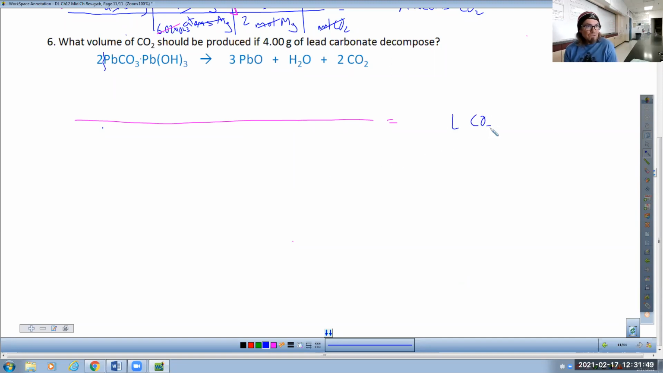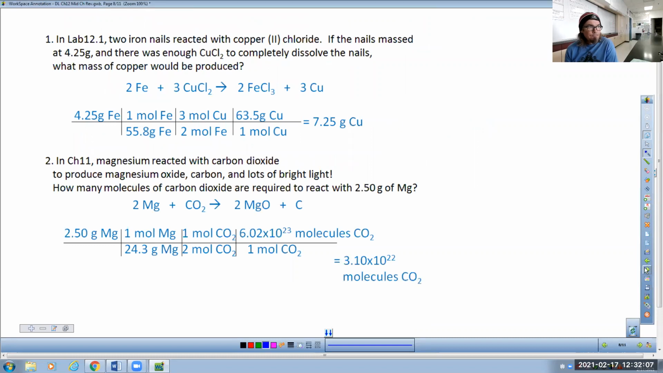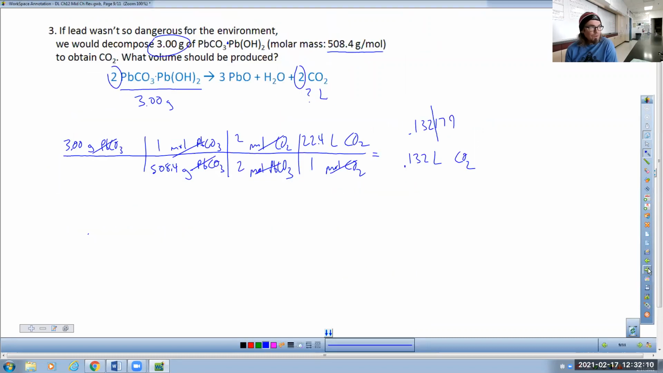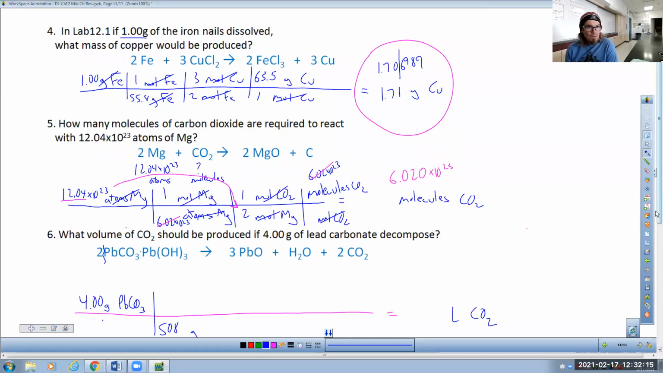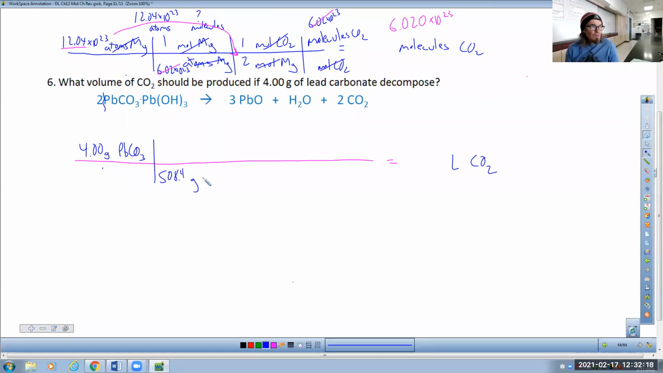What volume of CO2? And this time we're going to start with 4 grams. I already forgot what I had. Oops, I already went too far. 508.4. How about another minute to look that over?